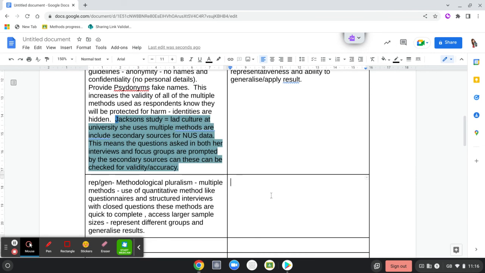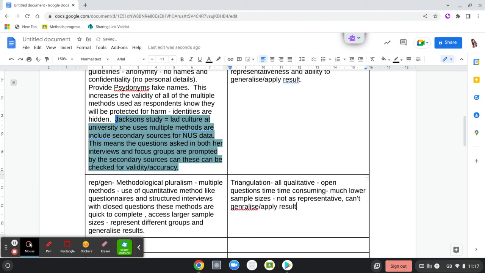However, if we use triangulation, which are all qualitative methods, because triangulation can be 3 methods, but they could be all qualitative. If we use triangulation and they're all qualitative with open questions, these are very time consuming and therefore have much lower sample sizes and therefore not as representative. So you can't generalize or apply results as much.